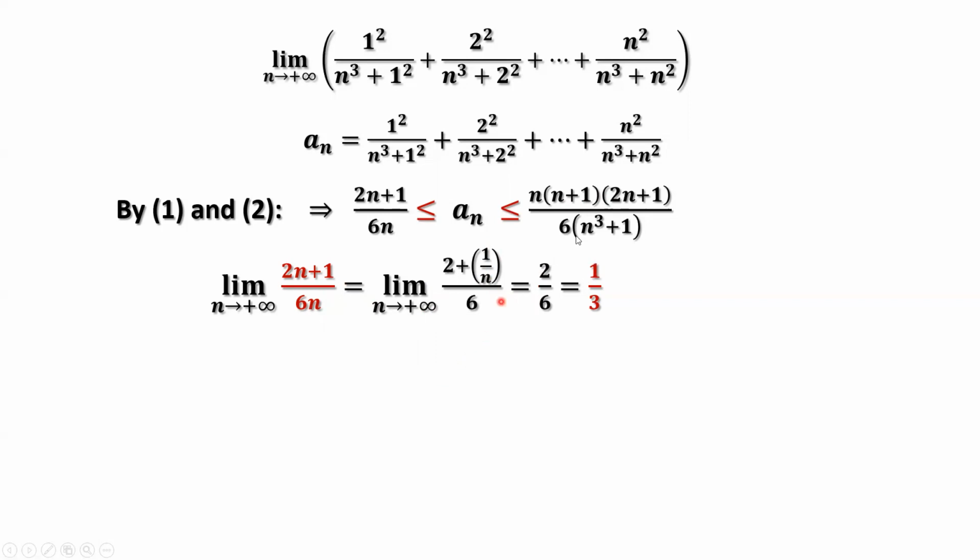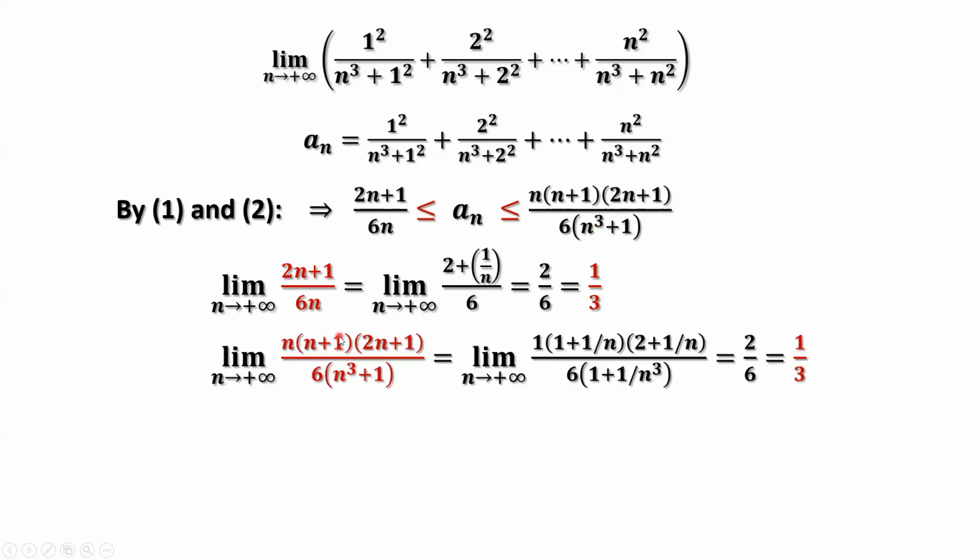Let's derive the limit for the right-hand side. Both numerator and denominator are divided by n to the power of 3. We have this result. 1 over n, 1 over n, and 1 over n to the power of 3 go to 0 as n goes to positive infinity. Therefore, the limit of this fraction equals 2 over 6, which is 1/3.